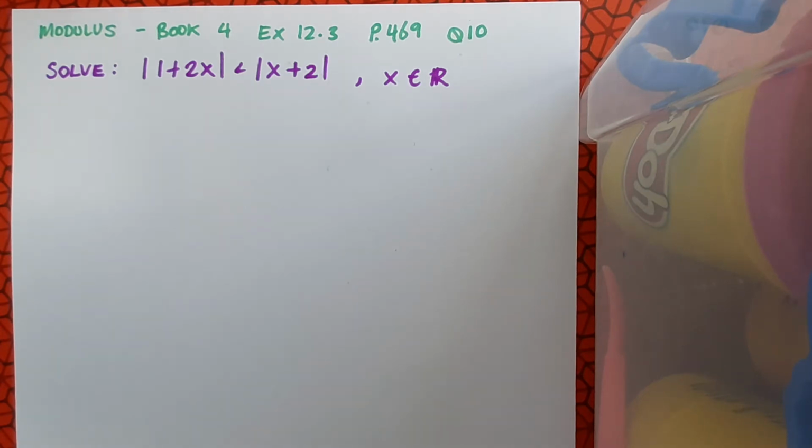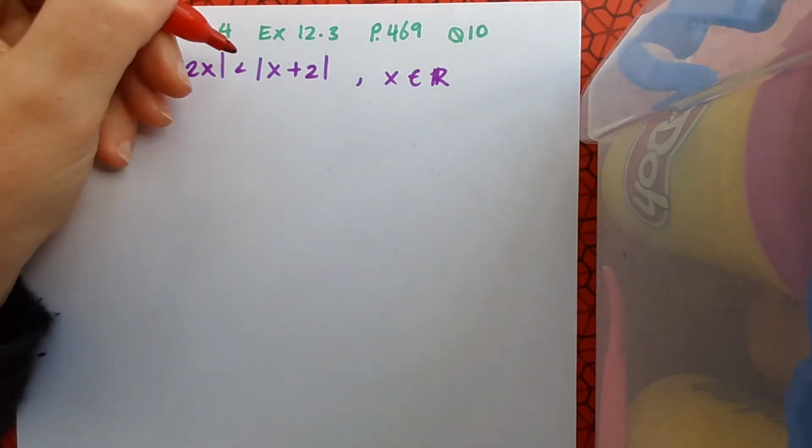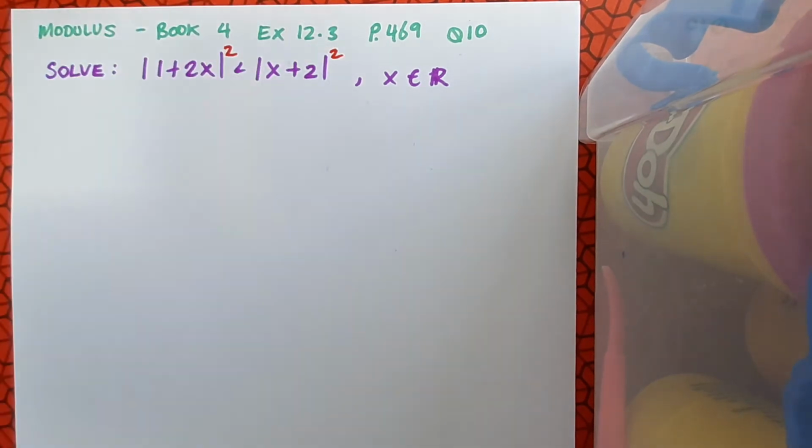So the first thing we're going to do is try and get rid of our modulus symbols, and to do that we're going to square both sides of the inequality. And then we're going to expand both of those as if they were normal brackets. Take care with your squaring out. If you think you're going to make a mistake, write down the bracket multiplied by itself and work it out in full. If you know the quick method, that's great, but use it properly.